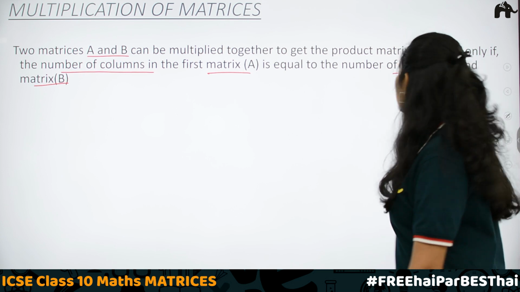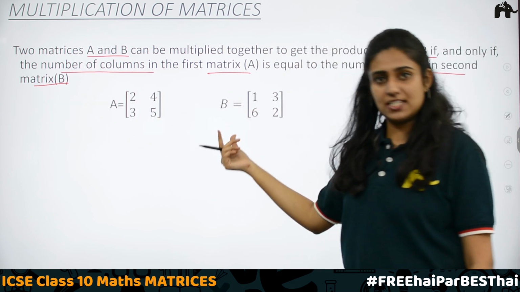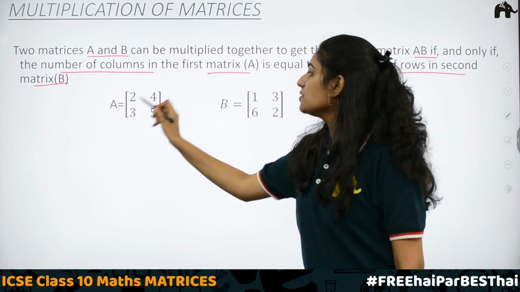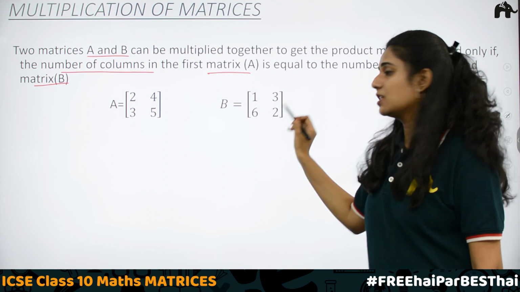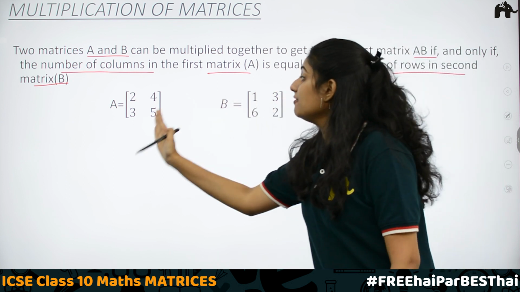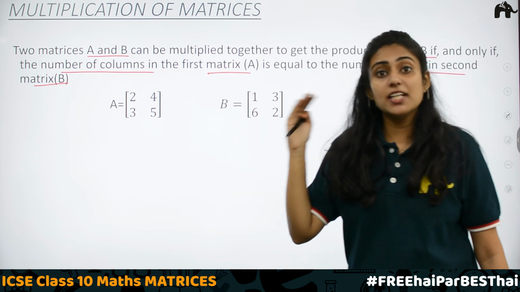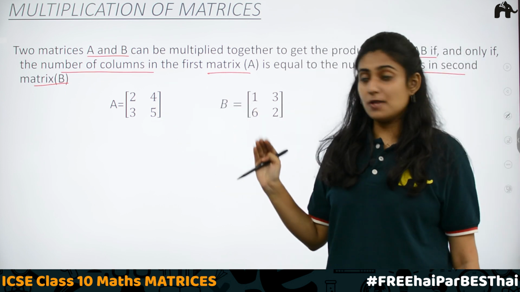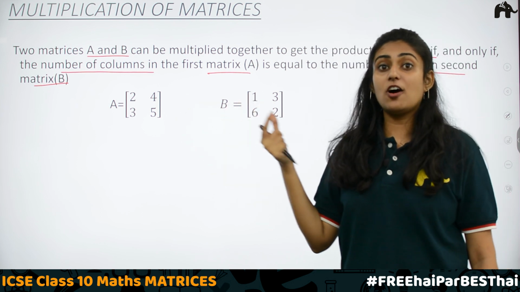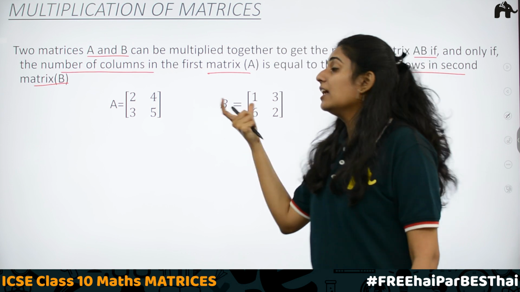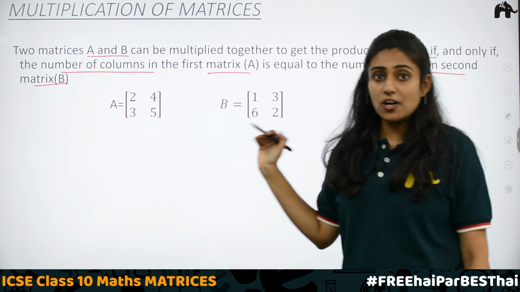We will take an example. Here we have two matrices, matrix A and matrix B. A is equal to 2, 4, 3, 5 and B is equal to 1, 3, 6, 2. Now, to check if we can perform the multiplication, we have to get an idea about the number of rows and number of columns of both the matrices. Number of rows by number of columns, we call it the order of matrix. We have to get an idea about the order of the matrix. Check the first matrix. What is the order of this matrix?